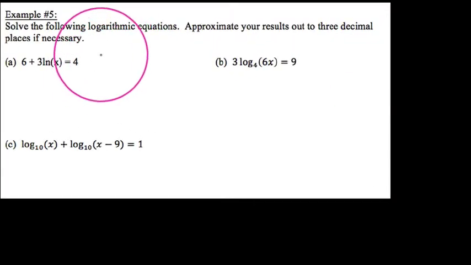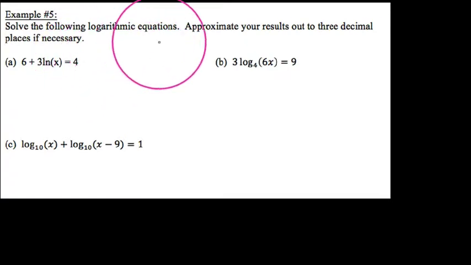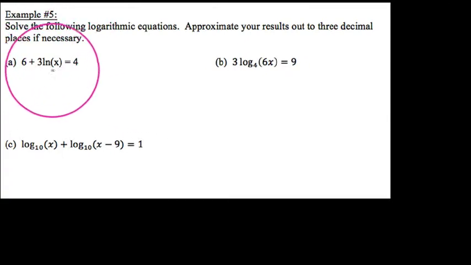We're going to solve some more logarithmic equations using properties of logs, but in this instance we're going to find actual decimal approximations to our answers out to 3 decimal places and then check to see that they work. So let's look at this first instance here. We say 6 plus 3 ln x equals 4.